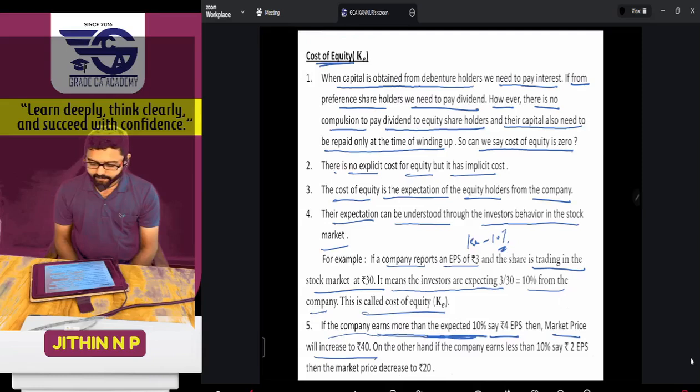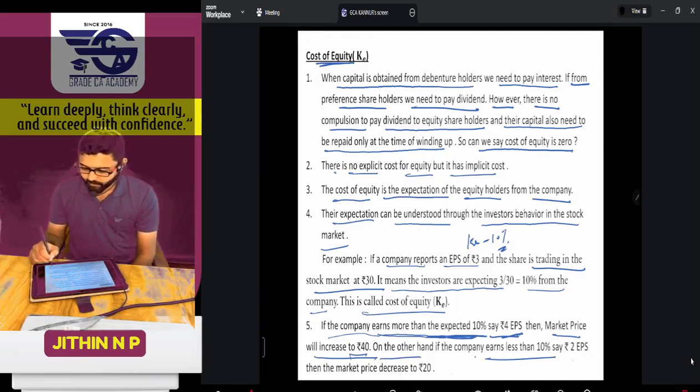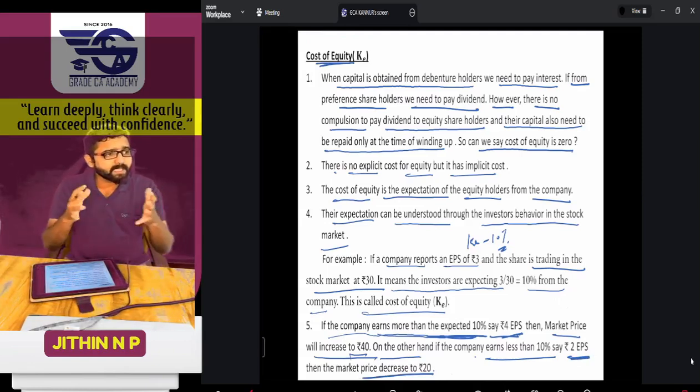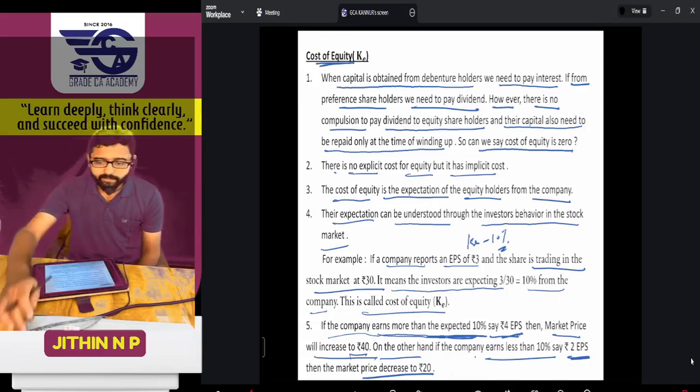If the company earns more than the expected 10%, say rupees 4 EPS, then automatically the market price will increase to rupees 40. Clear? On the other hand, if the company earns less than 10%, say 2 EPS, then the market price will decrease to rupees 20. That means from the viewpoint of investors' behavior in the stock market, we can analyze the KE, cost of equity, or the market price of shares. Clear?